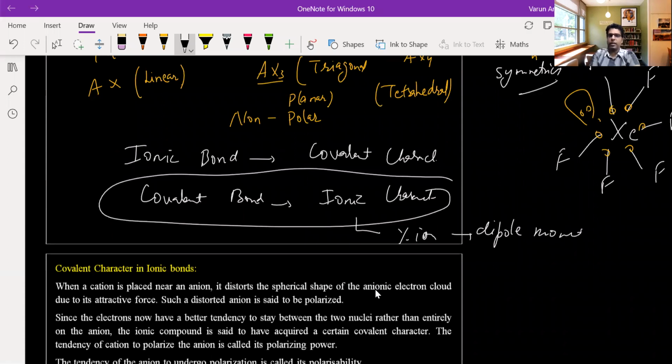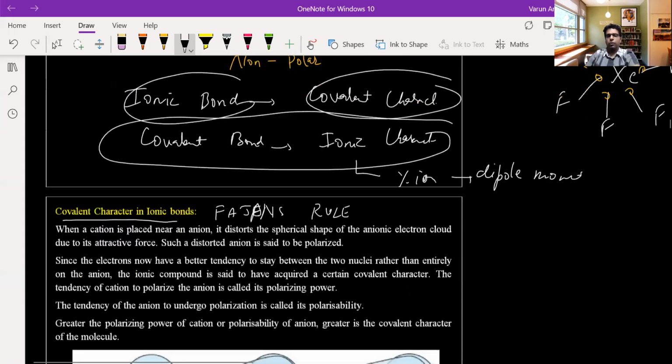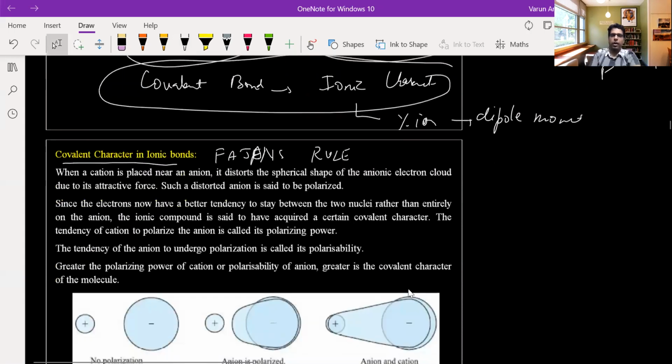Now the covalent character in an ionic bond is determined by Fajan's rule. So we'll be starting with Fajan's rule. Fajan's rule tells us the rules of polarization to determine the covalent character in ionic compounds. So when we have to determine the covalent character in ionic compounds, then use Fajan's rule. First of all, let us start with polarization. So what is polarization?